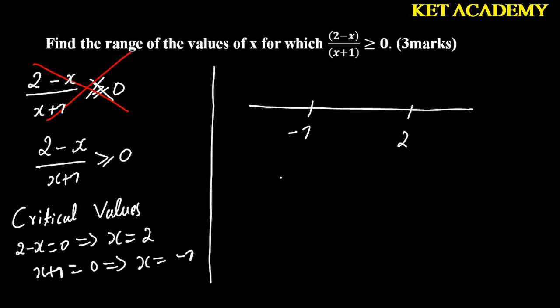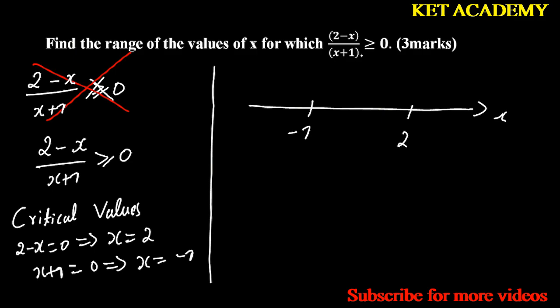Now, our critical values separate our number line into 3 regions. This is the first region for all x greater than 2. This is the second region for all the values in between -1 and 2, and this is the third region for all the values less than -1. Remember, when it comes to inequalities, we're dealing with a range of values. If it is an equality, we're dealing with just a single value.